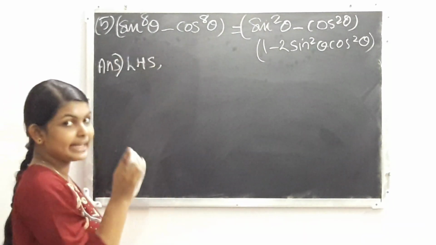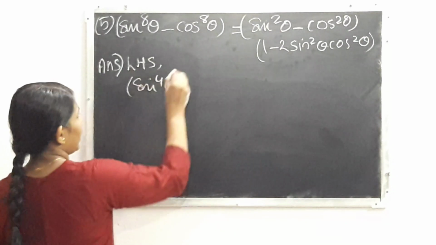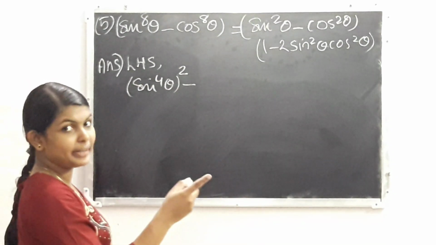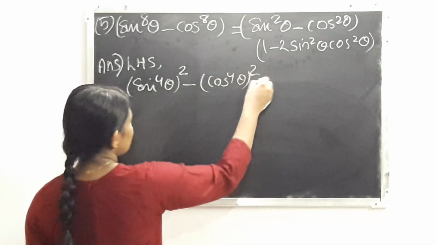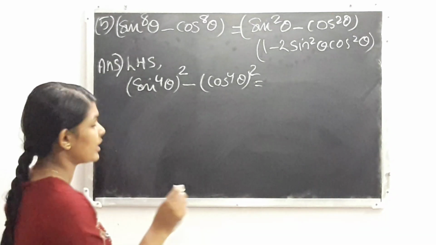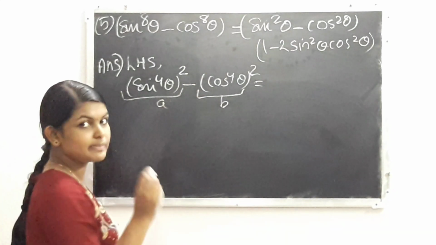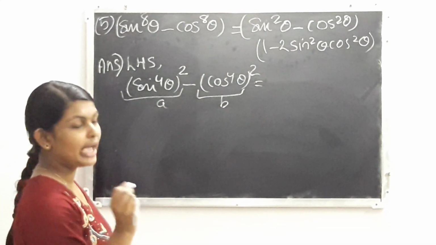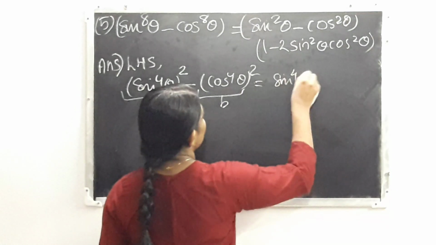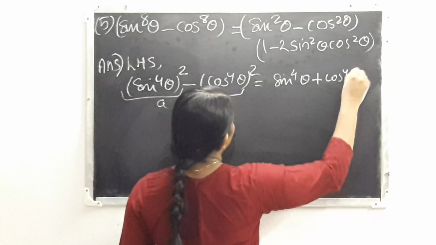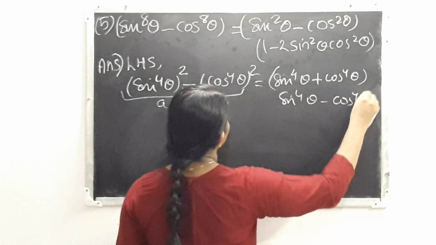The sin raised to 8 theta can be written as sin raised to 4 theta the whole square, minus cos raised to 8 theta can be written as cos raised to 4 theta the whole square. So this is of the form a square minus b square, where this is a and this is b. This a square minus b square can be written as a plus b into a minus b. So this can be written as sin raised to 4 theta plus cos raised to 4 theta into sin raised to 4 theta minus cos raised to 4 theta.